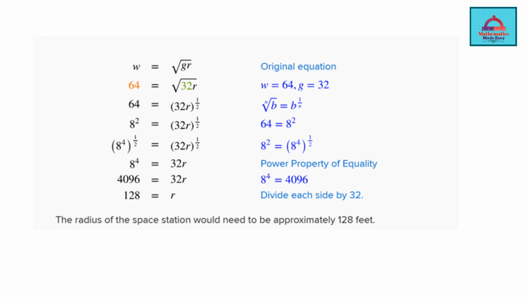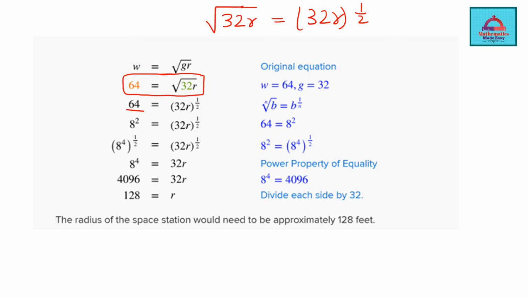Okay, so the radical equation that you had got after substitution in the last slide was this. Now you can convert the radical equation 64 equal to square root of 32r into exponential as 32r to the power 1 by 2. Now if you convert in this form, 64 can be written as 8 square. Now look at the bases. The base here is 8, the base here is 32. They're not same. Even the powers. The power here is 2, the power here is 1 by 2. Not same. So how can we make the power same? Let's make it same by writing 2 as 4 divided by 2.